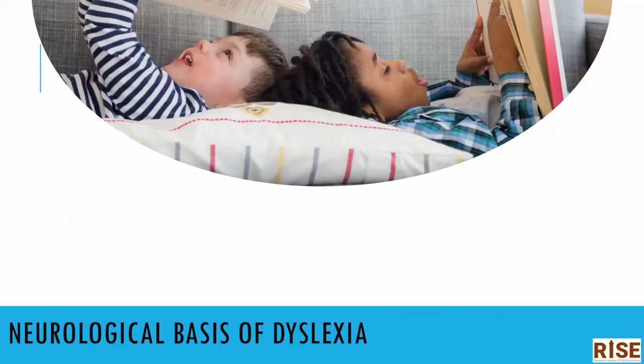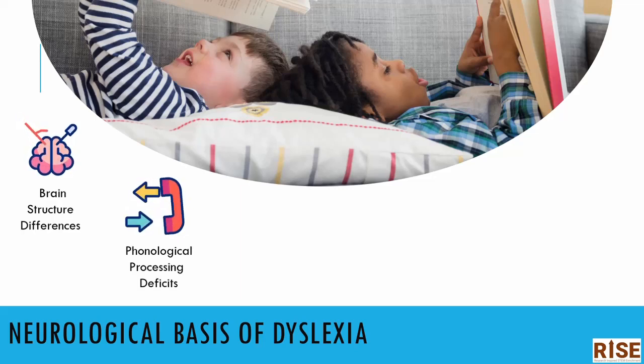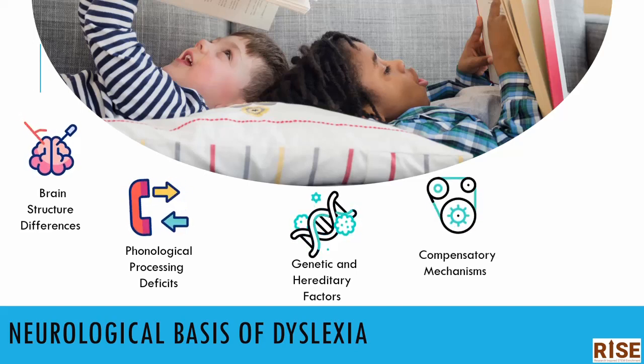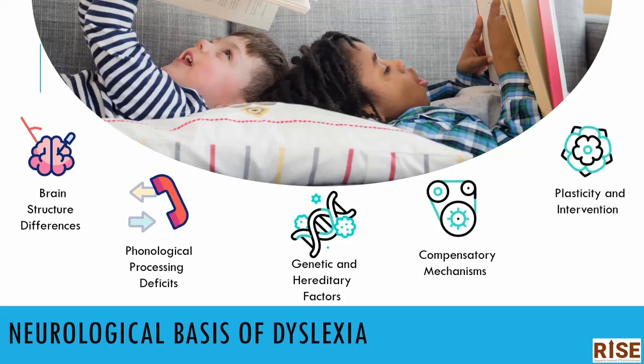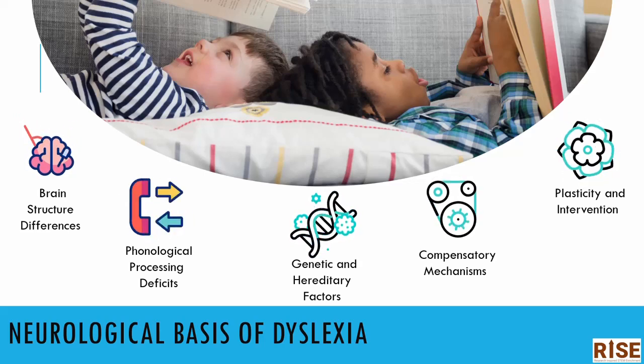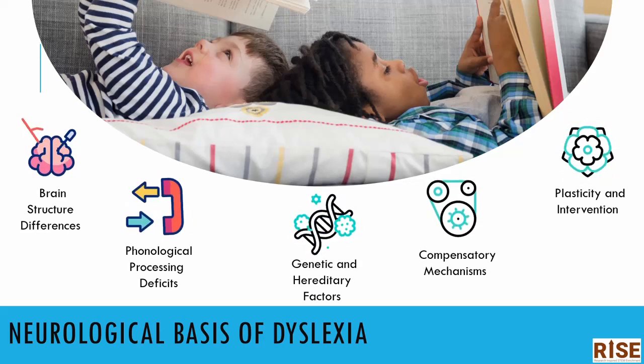Understanding the neurological basis of dyslexia. The neurological basis of dyslexia is a complex and well-researched area that involves understanding how the brain processes language and reading. Here is an overview of the neurological basis of dyslexia. Brain structure differences. Phonological processing deficits. Genetic and hereditary factors. Compensatory mechanisms. And plasticity and intervention. Let's look at each neurological aspect of dyslexia in detail.